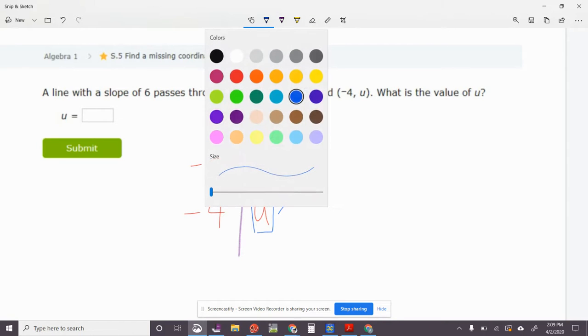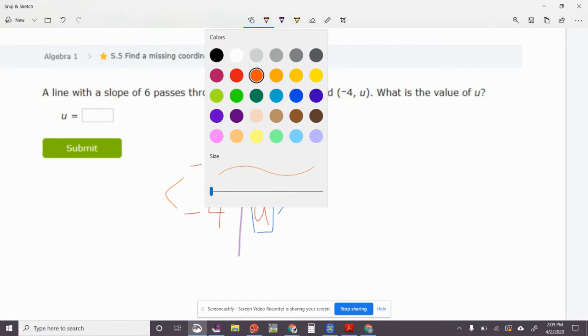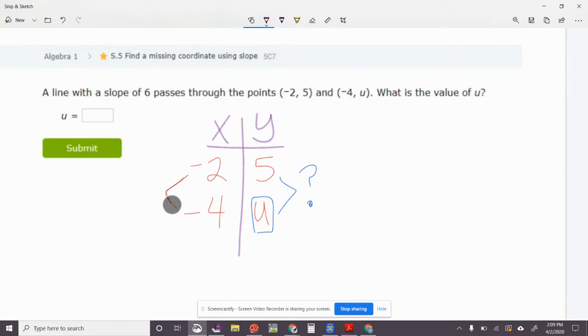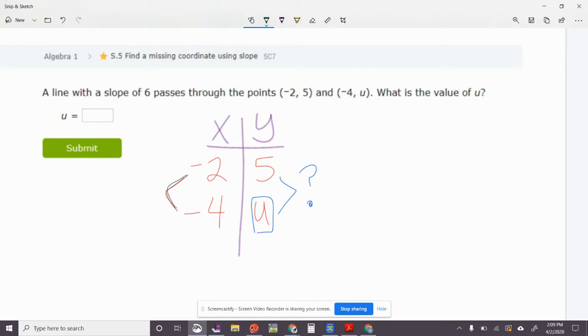So over here, I'm going to look at the change in X. Well, the change in X from -2 to -4, if I look from -2 to -4, it went down 2. Or actually, because it's on the x-axis, it went left 2, but it lost a value of 2 from -2 to get to -4. -2 minus 2 equals -4.